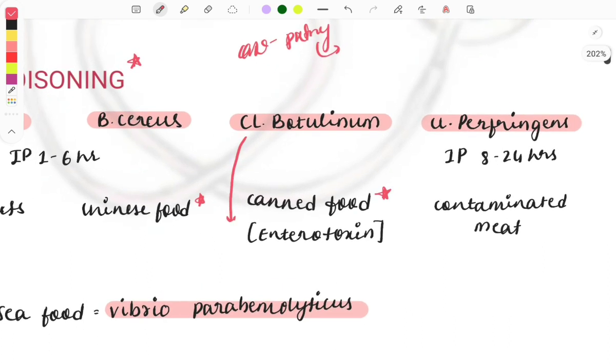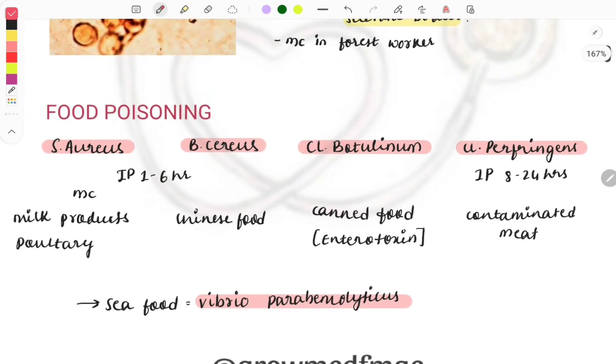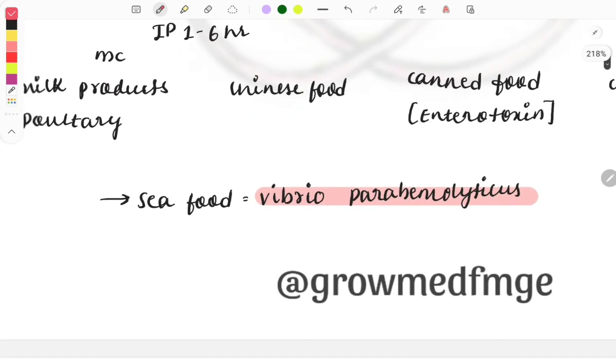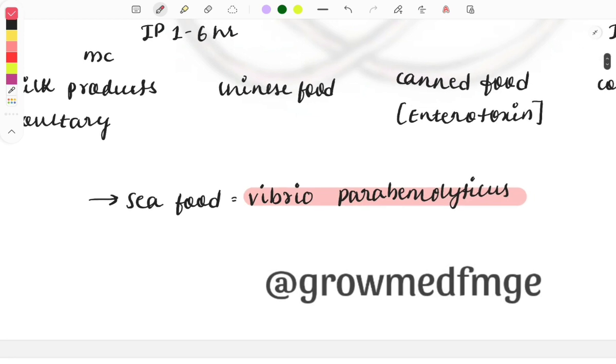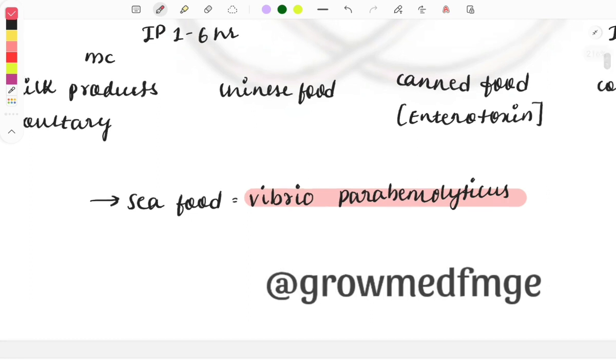Then another important one is the Clostridium perfringens. The incubation period is 8 to 24 hours, and it is from contaminated or improperly cooked meat. So if a patient has food poisoning because of eating that, then think in terms of Clostridium perfringens. And this was a PYQ asked: after eating seafood the patient got food poisoning, so what will be the cause? So it was the Vibrio parahaemolyticus.